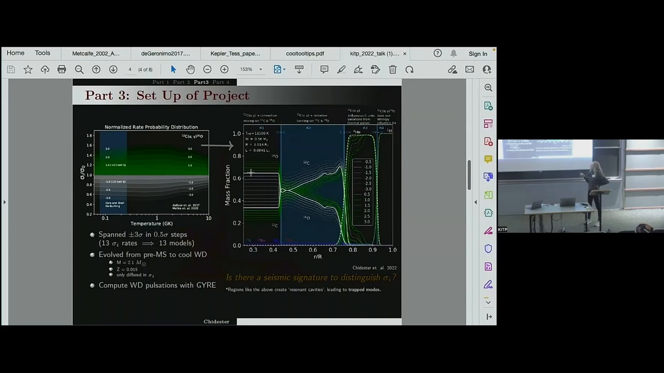Spanning the PDF like this gave us 13 specific rates, from which we constructed 13 models and evolved them from the pre-main sequence to cool white dwarfs. They all began with the same mass and the same metallicity, they just differed in sigma sub i. Once they reached the white dwarf cooling track, we used the GYRE oscillation code to track pulsations. Again, this is the input rates, and on the right, we have the output mass fraction profiles for all of our models.